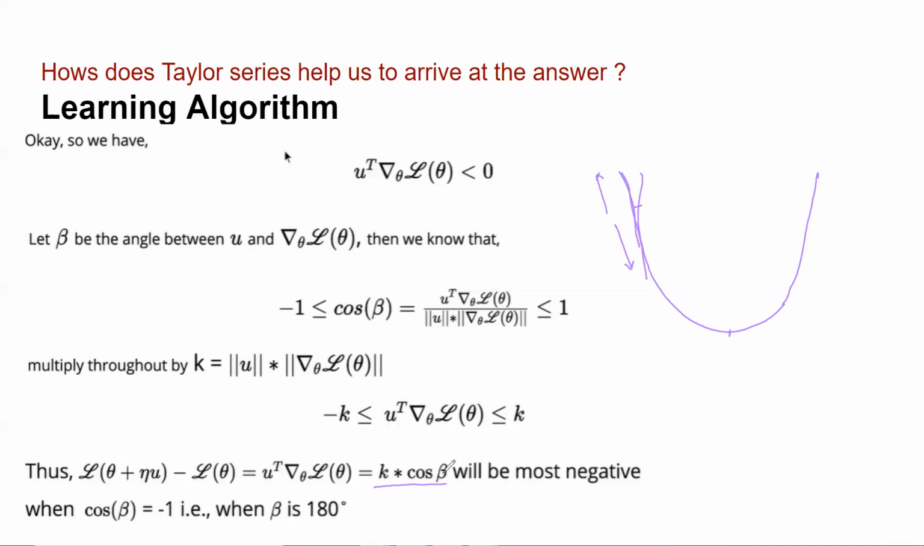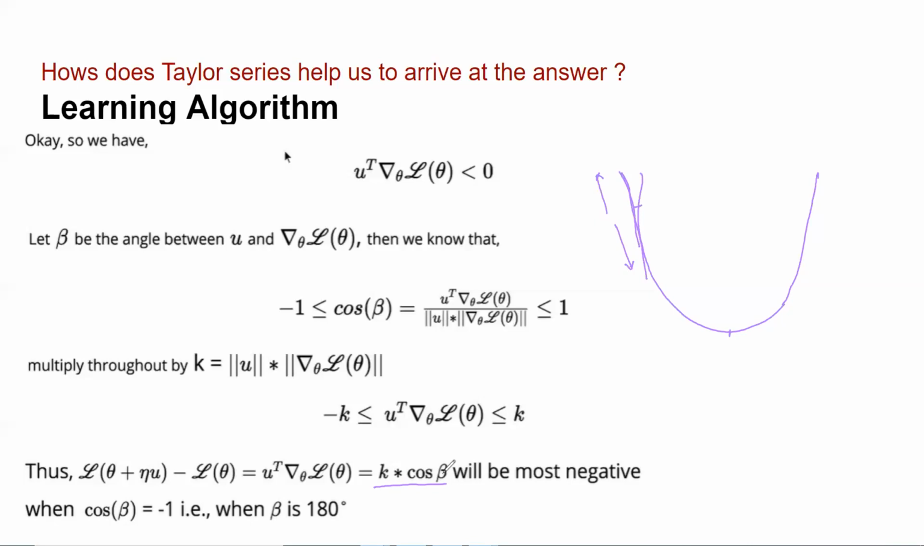Actually this expression is there, no? -1 less than or equal to cos beta less than or equal to 1. We are multiplying k throughout, and when we multiply throughout, even cos beta gets multiplied by k. So finally you get minus k less than or equal to k cos beta less than or equal to k. Now because you have taken cos beta is equal to u transpose gradient divided by the norm, the denominator is k itself, so that gets cancelled. Finally you are left only with the numerator. That's how we are getting k into cos beta.